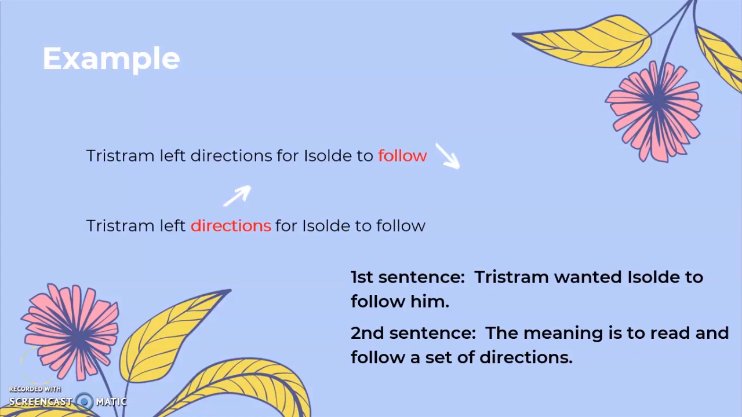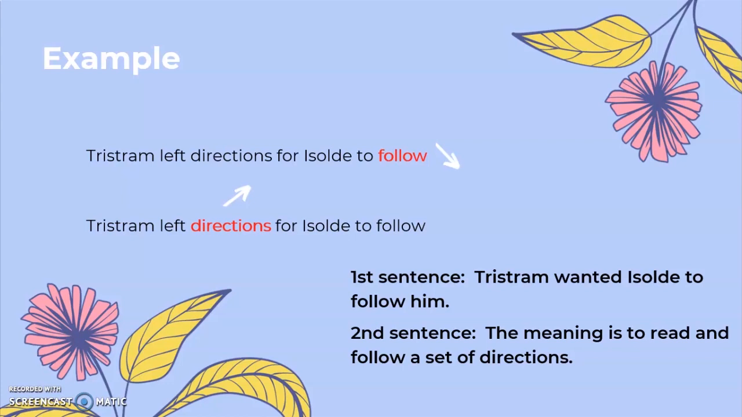Okay, so this is the last example. The first one is spoken if Tristram wanted Isolde to follow him. The sentence would be pronounced with a rise in pitch on the first syllable of follow, followed by a fall in pitch, as indicated in the first sentence. So this is how we read the first sentence.